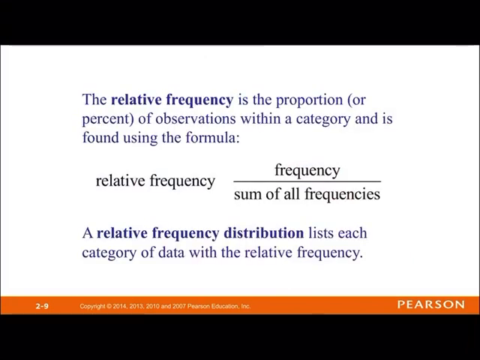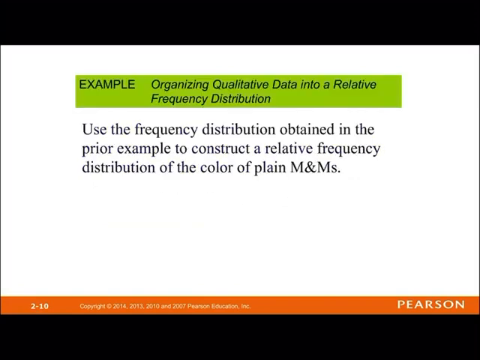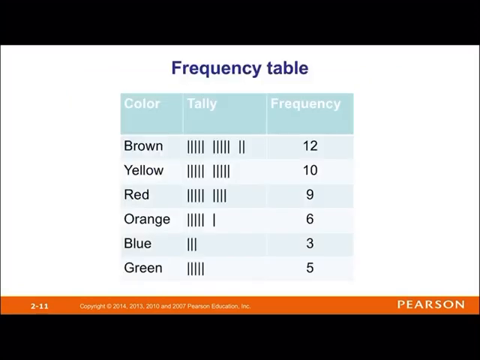Okay, so what the relative frequency is, it's the proportion or the percent of observations within a category, and it's found using the formula relative frequency equals the frequency over the sum of all the frequencies. Okay, a relative frequency distribution lists each category of data with the relative frequency. Okay, so we're going to use the frequency distribution obtained from the prior example, so the one that we just did with our M&M colors, and we're going to construct a relative frequency distribution of the color of plain M&Ms. So again, that is the table that we just did.